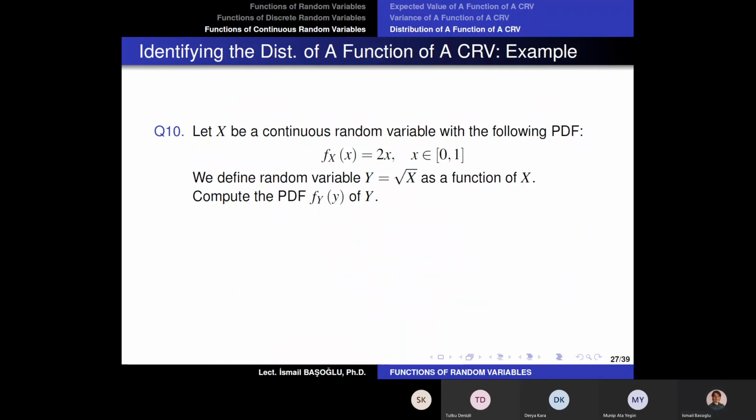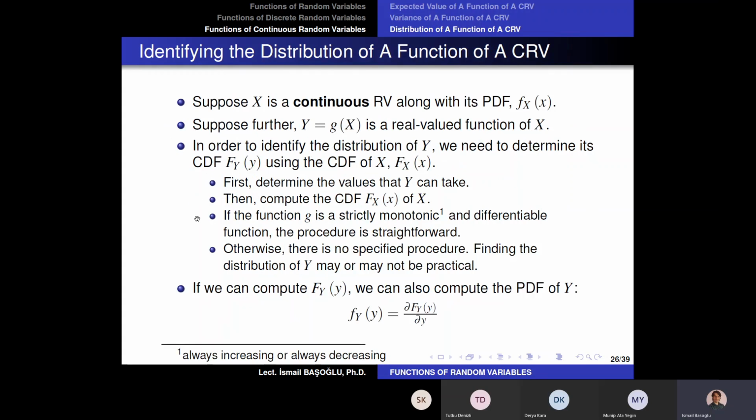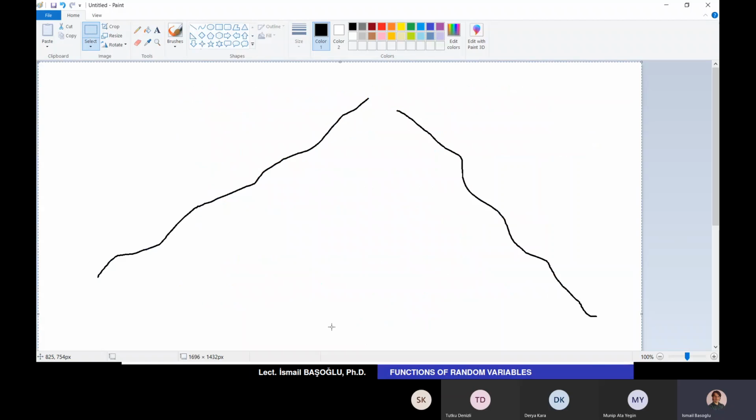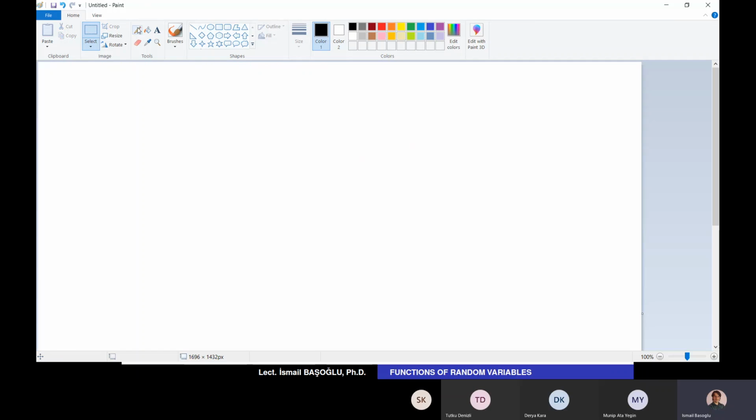Now we are going to practice this. Please listen to me in these examples. I am going to apply the steps of the procedure here. We have 4 steps. The first step is to determine the values of y. The second step is to determine the CDF of x. Then we are going to determine the CDF of y. Then we are going to take the first derivative of the CDF of y, and we are going to determine the PDF of y. So the procedure is like that.